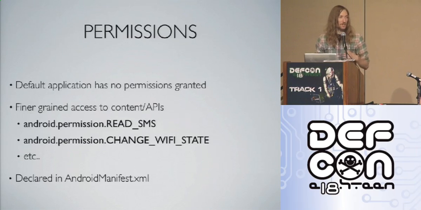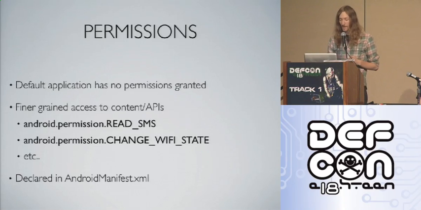Permissioning is essentially just a more fine-grained enforcement of access to various protected APIs on the system or content. So any application that wants to be able to access the internet or receive SMS or look at your contacts, they're going to have to request specific permissions to be able to do that. And these are, as I said, declared in the manifest.